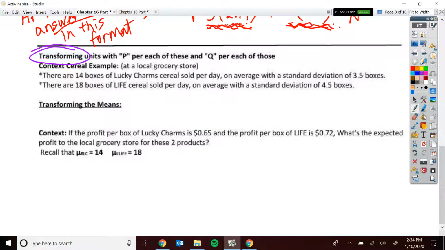So here we go. We're going to be talking about our good old Lucky Charms cereal and Life cereal again, and how many are sold at a local grocery store on average. Now, before I talk to you about when we transform means, let's talk about this. Read this little section here and talk to me about what this problem is transforming. These units into these units.